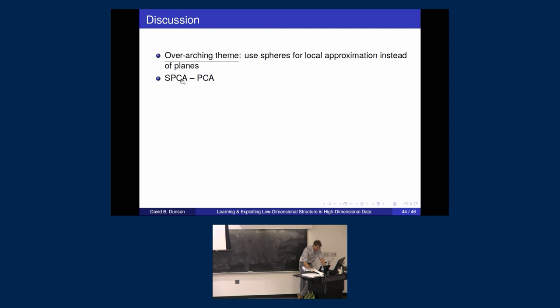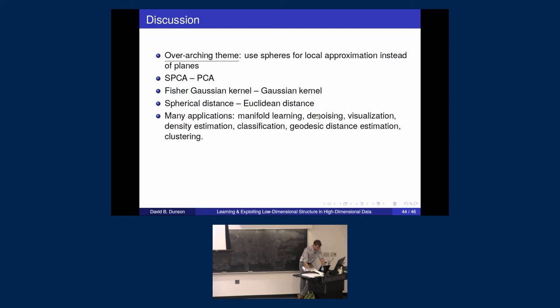Then we can change PCA to SPCA. We can change Gaussian kernels to a Fisher Gaussian kernel. We can use spherical distance instead of Euclidean distance. And there are a lot of applications, many of which I didn't talk about today: manifold learning, denoising, data visualization, et cetera.